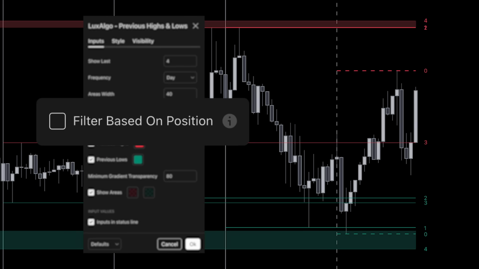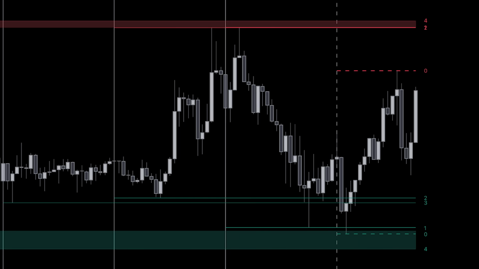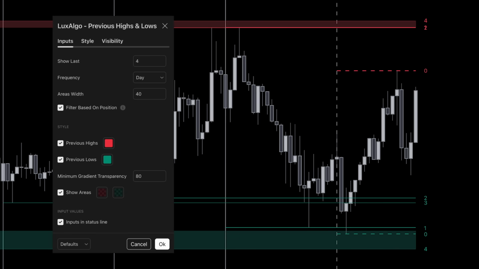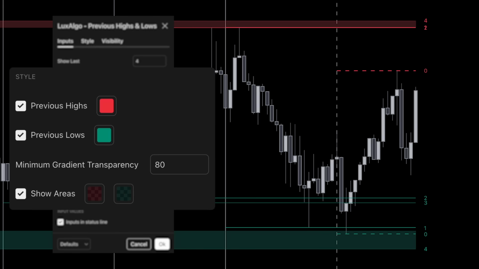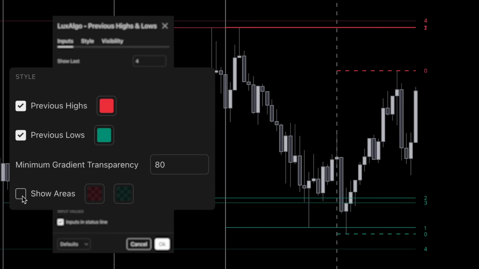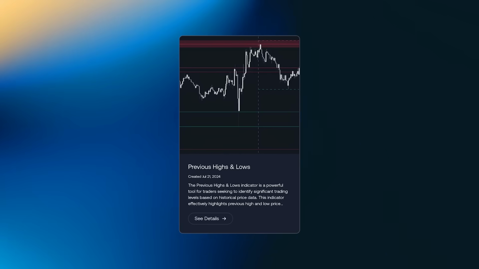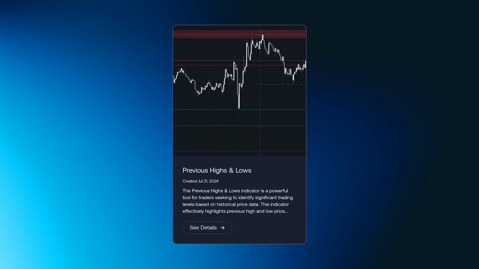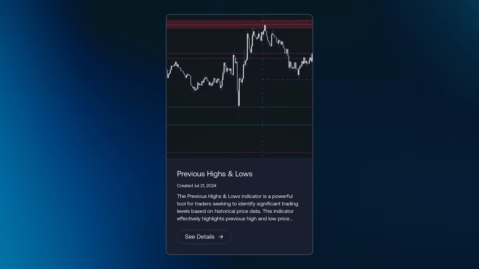We also added a smart filter. When enabled, it automatically removes highs that are below the current price and lows that are above it, keeping your chart clean and focused. And for those who love to customize, you've got full styling options for tweaking colors, transparency, or even turning off the zones entirely if you prefer a minimalist look. And now that we have a pretty good understanding of how this indicator works, let's see how traders might consider using it to make life easier.